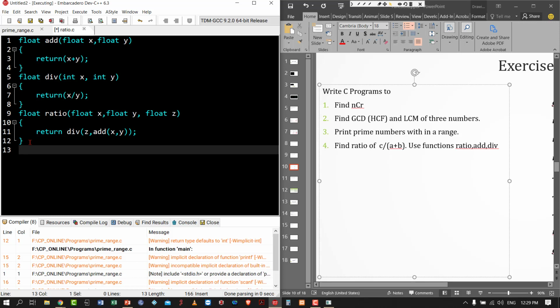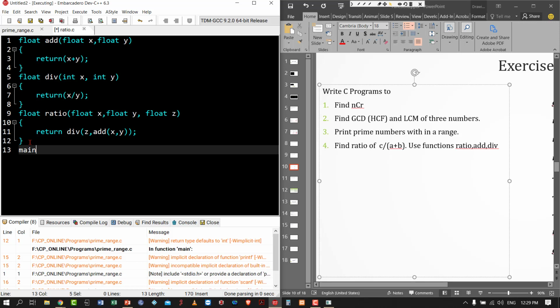Sir, from the add function and division function, we can also find the value of C by A plus B, no? Now here, this is only to understand nesting of functions. There is no need to write all these functions at all. It's only for understanding. Only a sample. Just consider it a sample example. Okay.